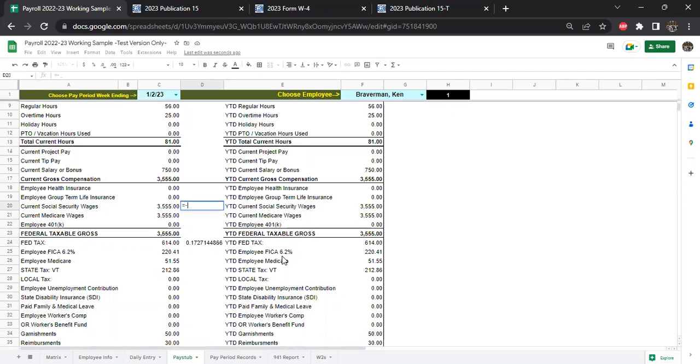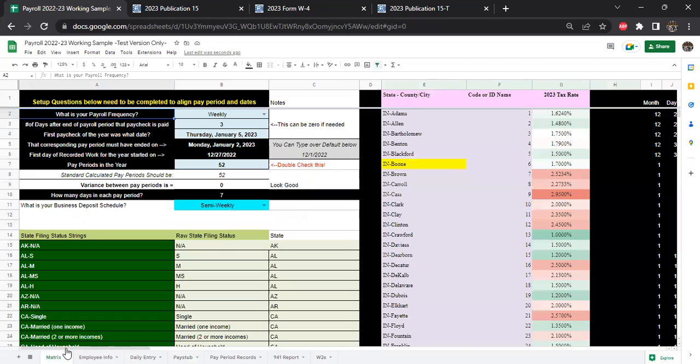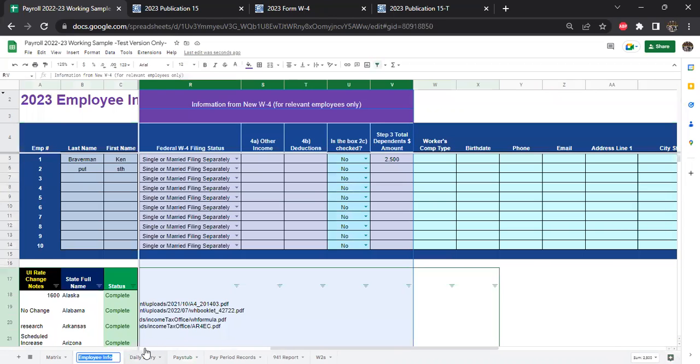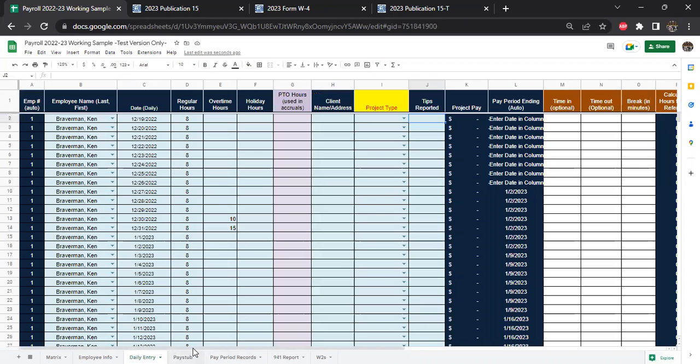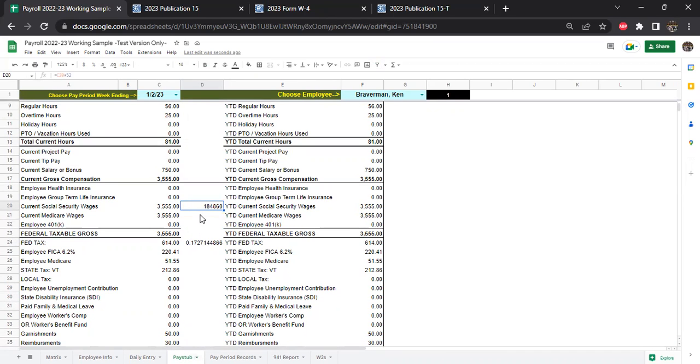If this person was making this per week, then over a year, they're making $184,000. That does not seem right. This is weekly, right? Or is it bi-weekly? No, it's weekly. Let's double check. Does this make sense? It doesn't make sense. $184,000 a year. Does that put you into a 17% tax bracket? Doesn't seem right.